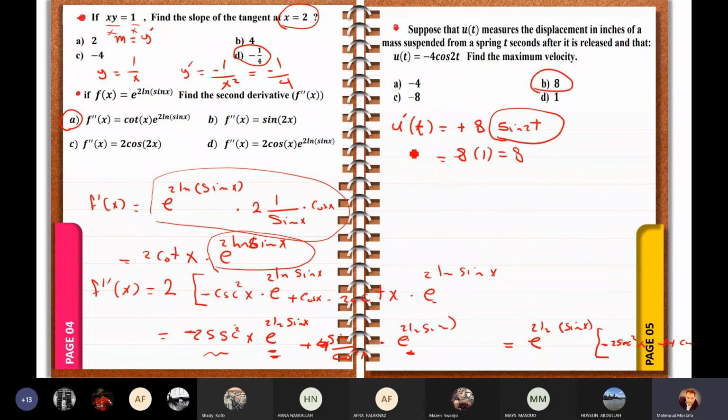Again, find the velocity, the first derivative. It will be 8 sine 2t. Any sine is between what? Negative 1 and 1, right? So the maximum value for sine, whatever I have inside here, is 1. So 8 multiplied by 1 is what? It is 8. So this one would be the maximum velocity.